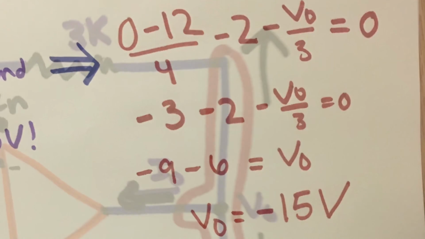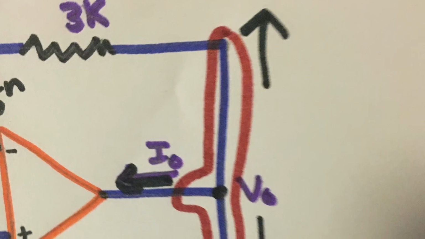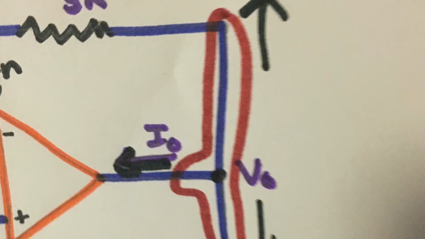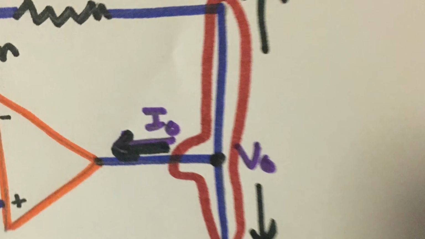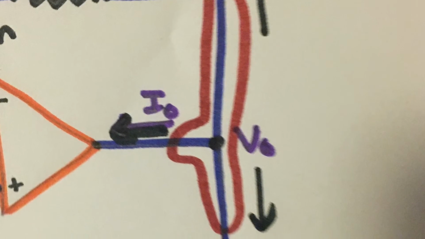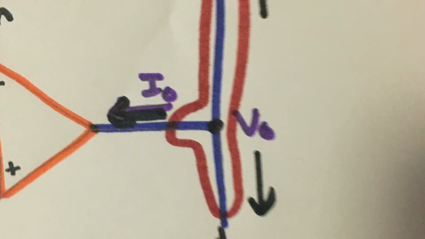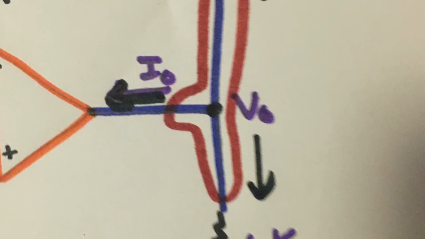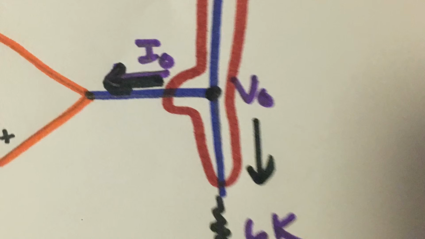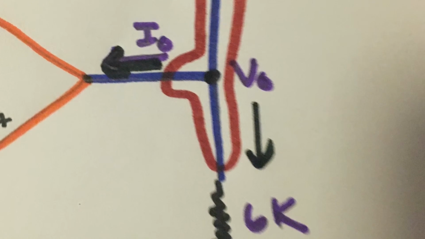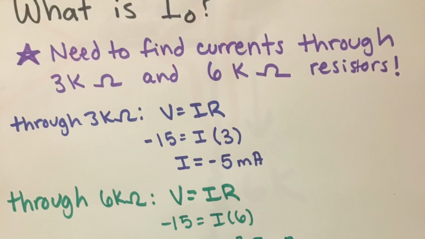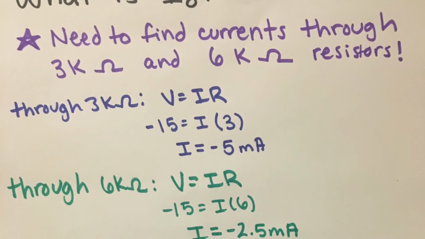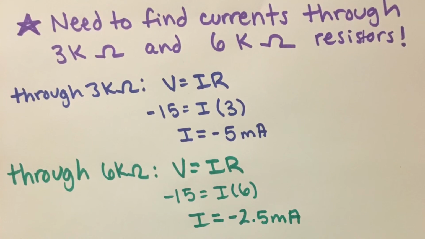Keep that down. Okay, so now we have to find I0, so we have to understand the currents that are going out of V0. So we have the current going through the 3K ohm resistor and the current going through the 6K ohm resistor, and then I0, which is also coming out. So we have to consider these separate currents to find our I0. We need to find the currents through the 3K ohm and the 6K ohm resistors to find out.